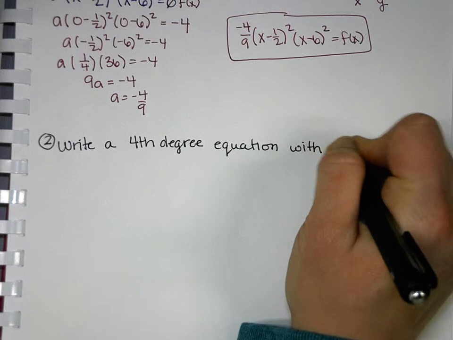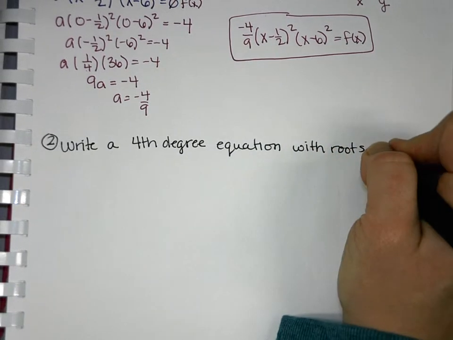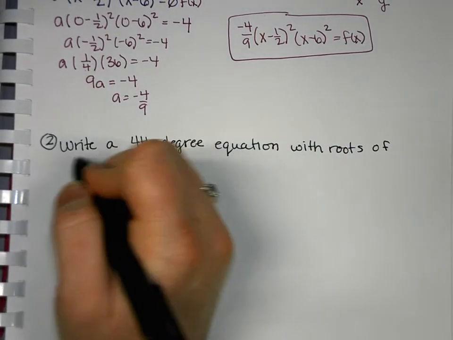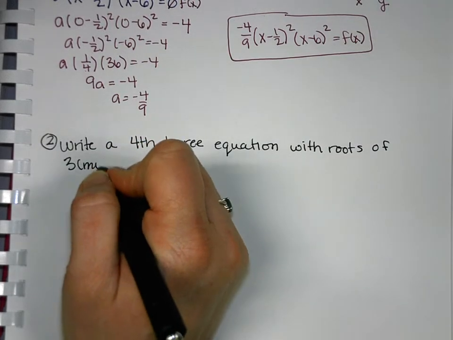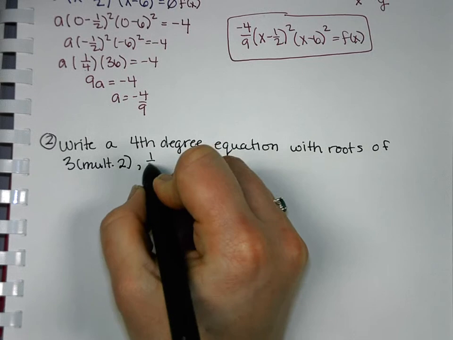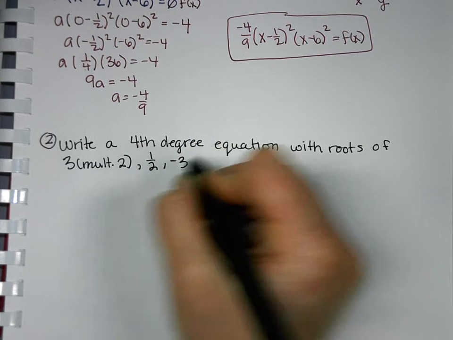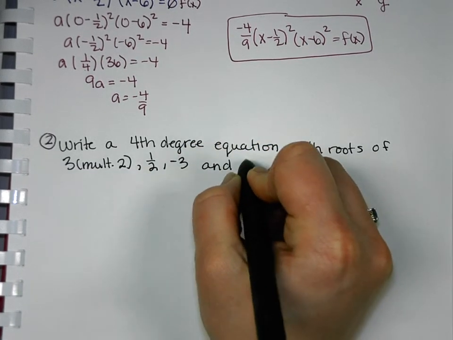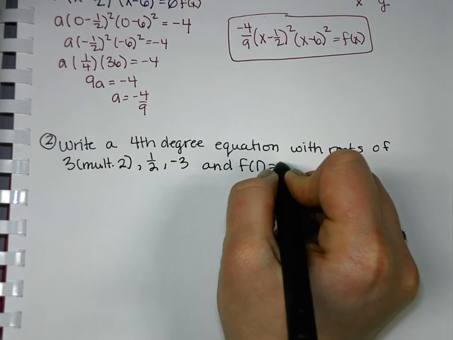with roots of 3 with a multiplicity of 2, 1/2, negative 3, and f of 1 equals 2.